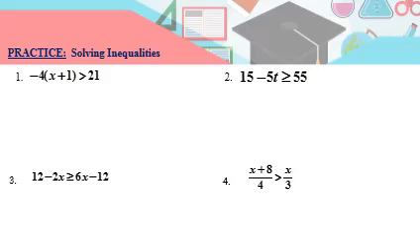As an example, let us solve the first one. First of all, you have to simplify. You multiply the minus 4 by x and the minus 4 by 1. So you will get minus 4x minus 1 greater than 21. The same steps as for equations. You have to put the variables to one side and the constant to the other side. So you will get minus 4x greater than 22.